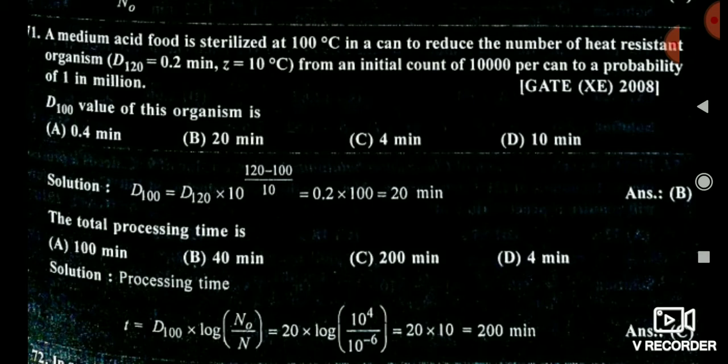So you can easily calculate the processing time formula. You can easily apply, that is f is equal to d100 into log of n naught by n, where n naught value is 10 to the power 4 and n value is 10 to the power minus 6. So you put both these values, you will definitely get the right answer, that is 200 minutes, sorry.